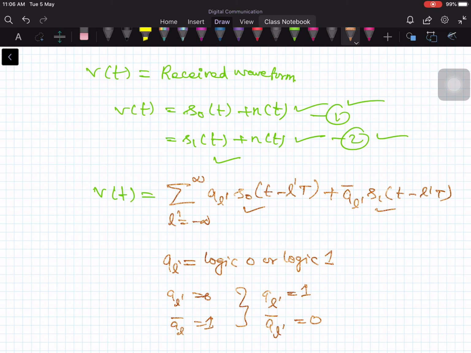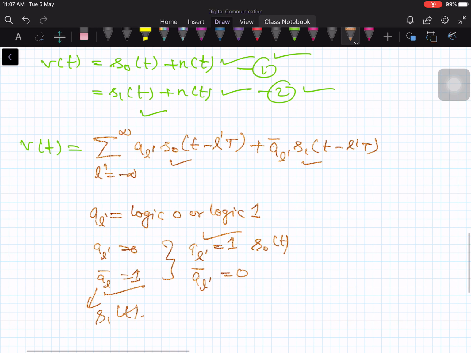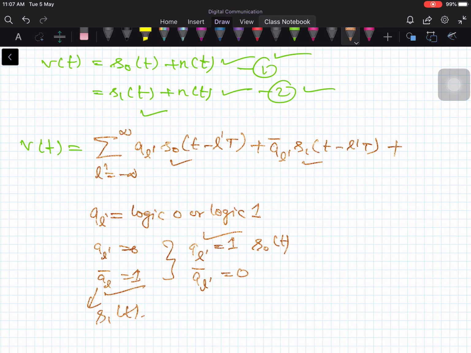So either one waveform will be transmitted. You are not transmitting both waveforms. So either we are transmitting s0 of t or s1 of t. Here, if AL is 1, then we are transmitting s0 of t, and if AL equals 0, then we are transmitting s1 of t. Any one waveform we are transmitting. So that is how one can represent this received waveform. And you are not only receiving this waveform, you are also receiving the noise n of t. So n of t is also coming. So this is the input to the filter.